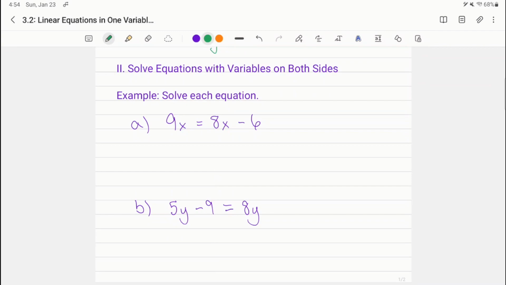To cancel out a variable term, you need to add or subtract it. So since this is a positive 8x, I am going to subtract 8x from both sides. 9x minus 8x is x. 8x minus 8x cancels out, and we're left with x equals negative 6.